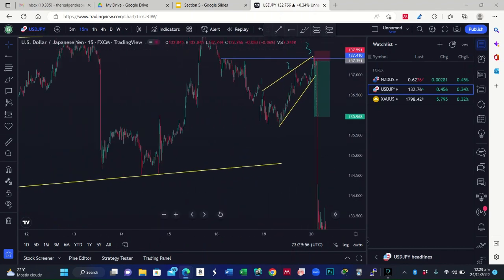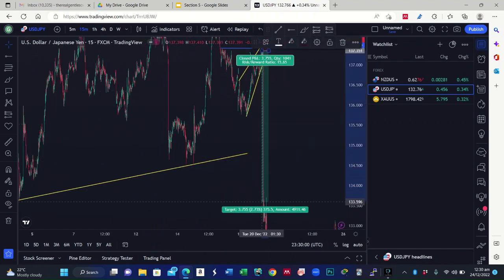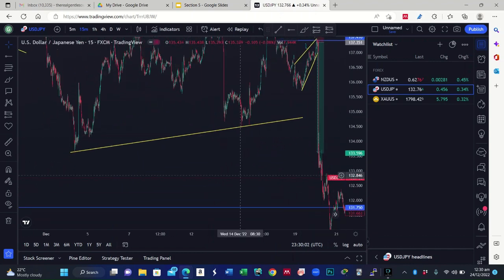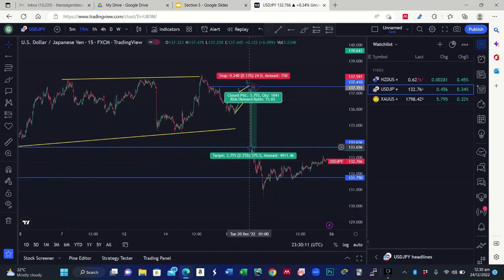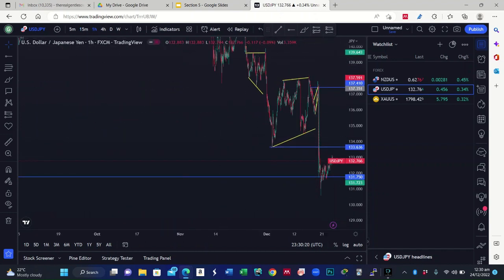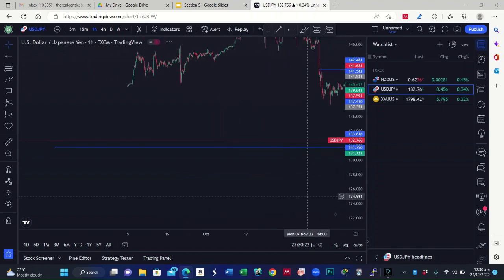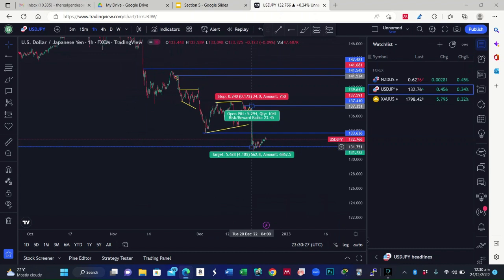and then your take profits. One will be the beginning of the correction, which is here. Let me mark it for you to see. So that is your take profit one, and your take profit two would be at the next low. This is the next low on the 1 hour time frame. So that can be your take profit two.